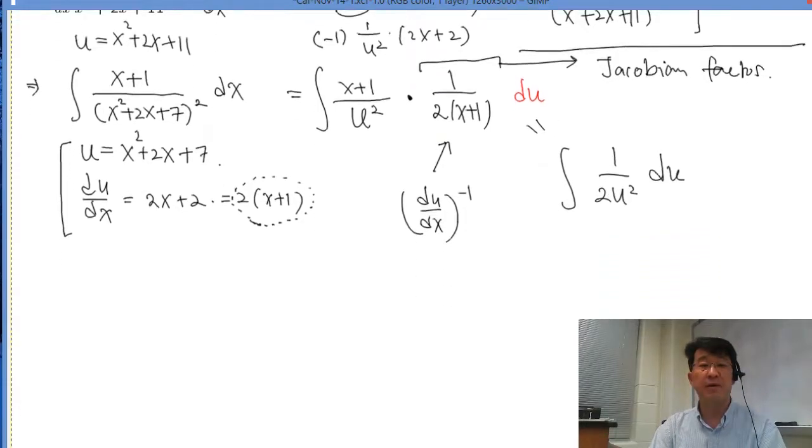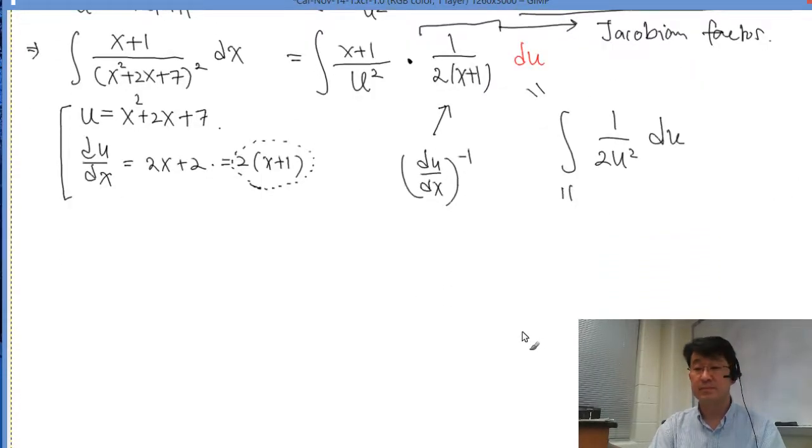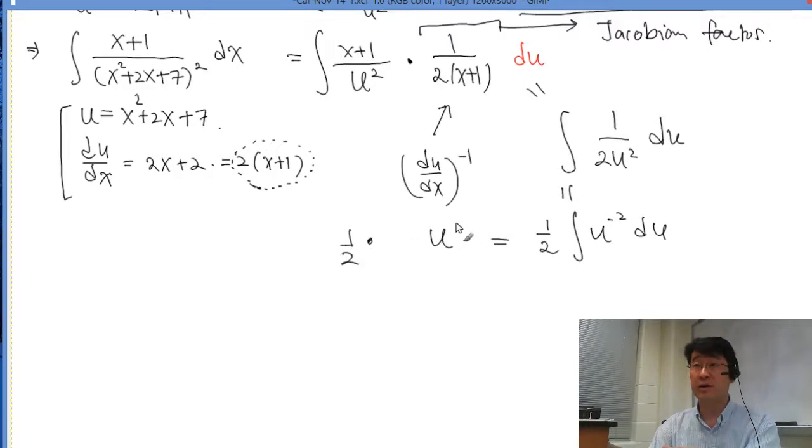What was the next step? Integrate. Can I pull out 1/2 out there? Yes, constant multiple. And change this one into what form so that you can integrate easily? Exponential form, u to the negative 2 du. So, what's the next step? 1/2. You add 1 there, right? So it's negative 1. Is that okay?